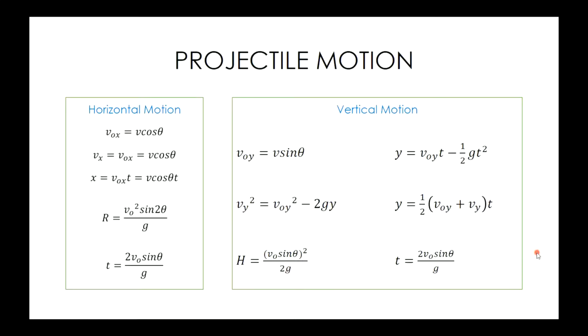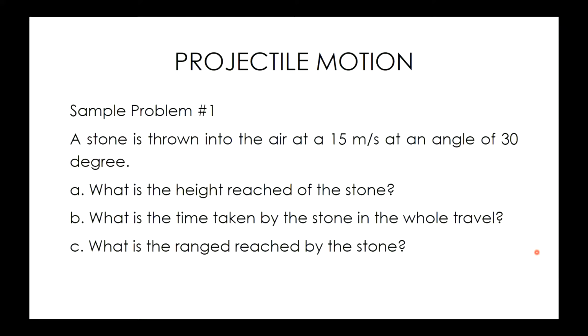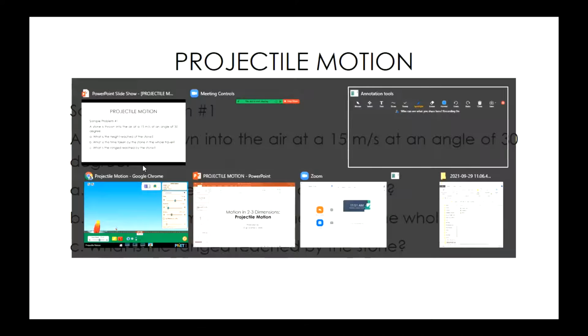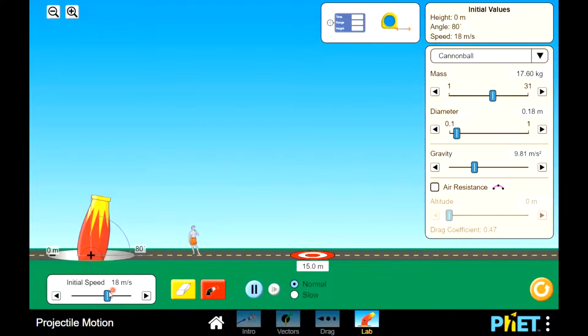Now, para mas maintindihan natin, let us apply this formula sa ating problems. For our sample problem number 1, a stone is thrown into the air at 15 meters per second at an angle of 30 degrees. So, try nating i-simulate ang ating problem. So, meron tayong 15 meters per second, 30 degrees.